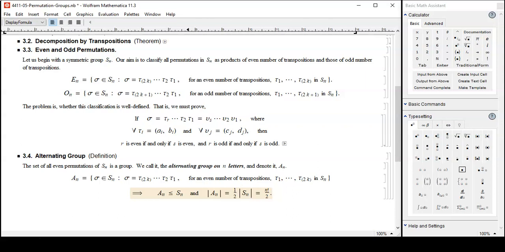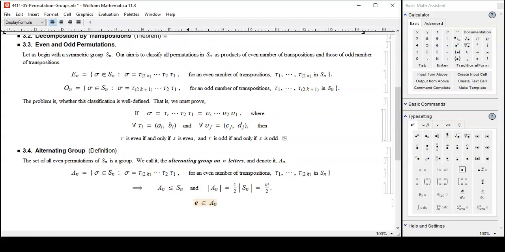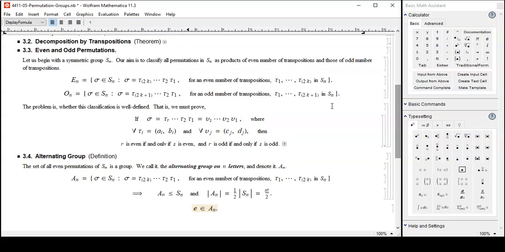And it's pretty easy to see that E belongs to this A_n because it requires 0 number of transpositions, or as a matter of fact, any transposition times itself is E. We saw that before, so we can say it's 2, or repeated you can get 4, and so on and so forth. And as for the odd permutations, it doesn't have identity, so that cannot form a subgroup.